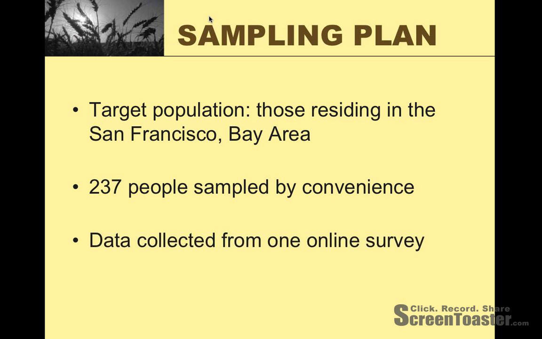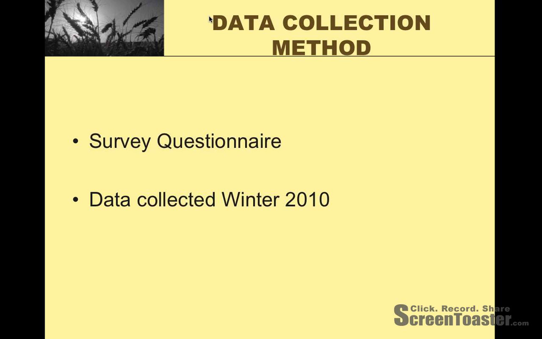So our sampling plan, we used a target population, which was the San Francisco Bay Area, those residing, and we sampled 237 people by convenience. The data was collected by online survey. Next, I'll talk about the data collection method. We used a survey questionnaire, and the data was collected in winter 2010.